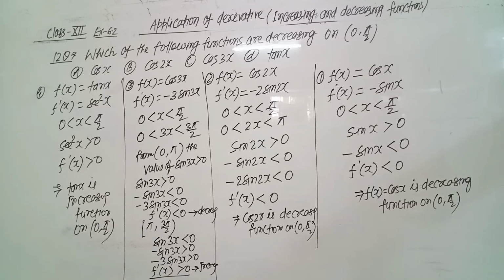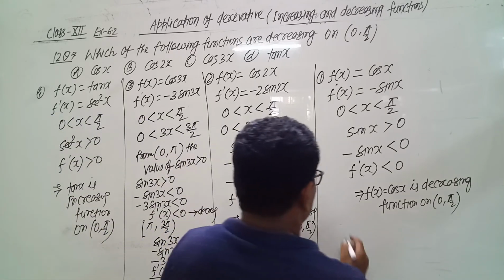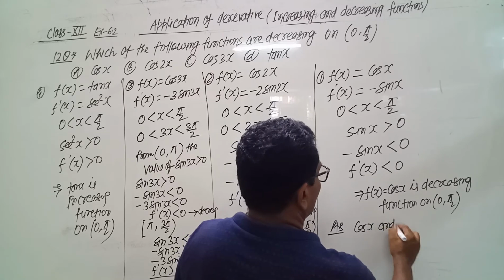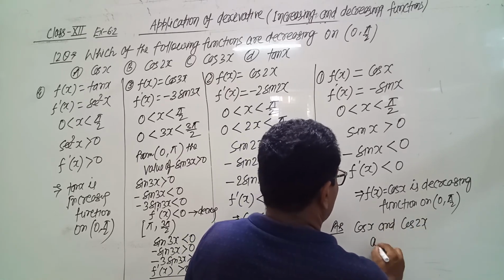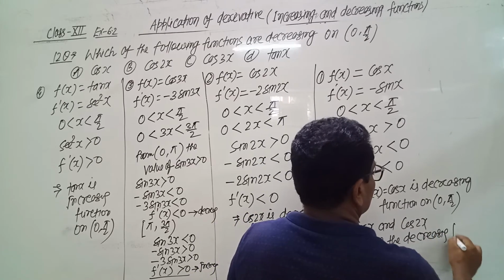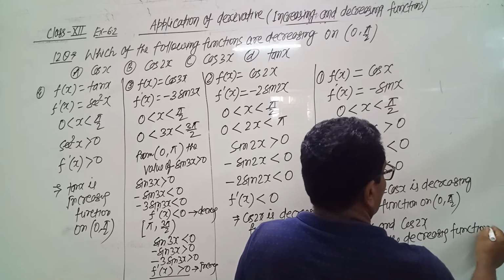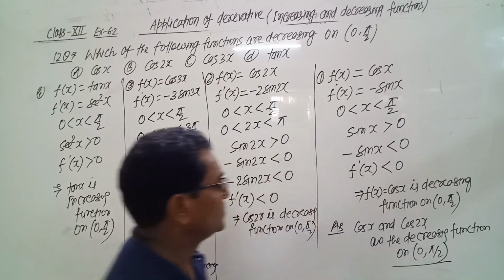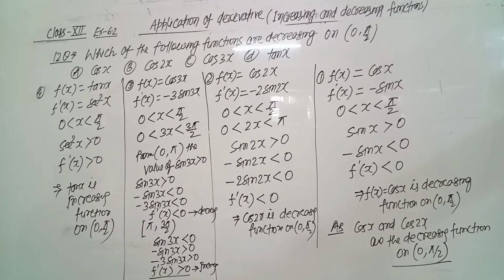So what conclusion do we draw? We draw the conclusion that there are only two functions, cos x and cos 2x, which are decreasing. So the answer is cos x and cos 2x are the decreasing functions on interval 0 to pi by 2.